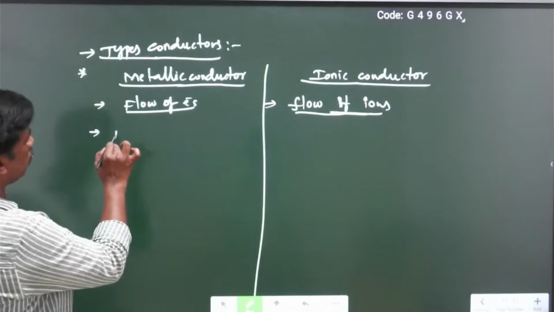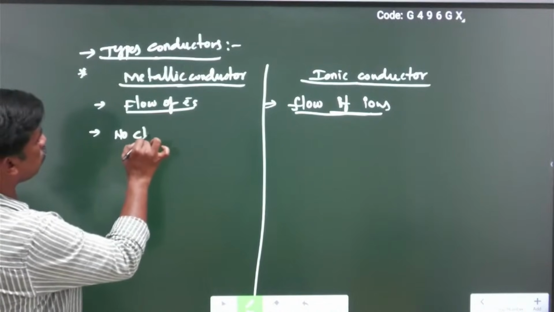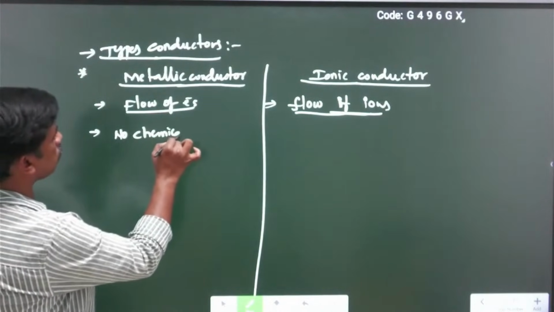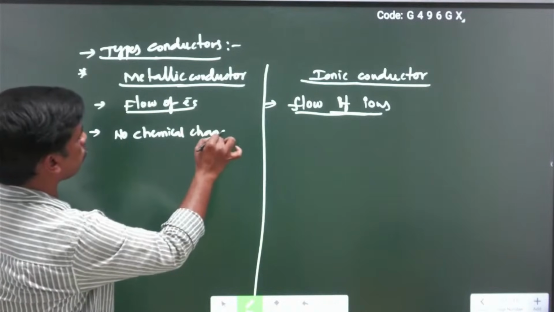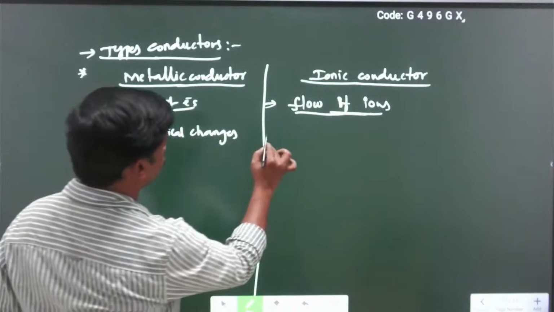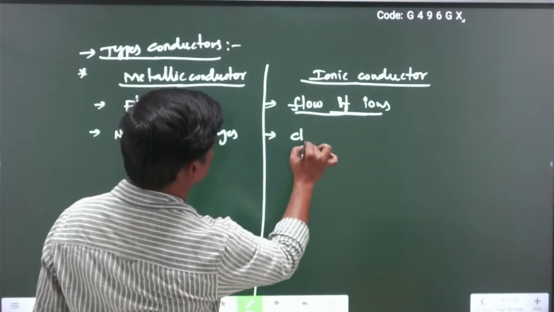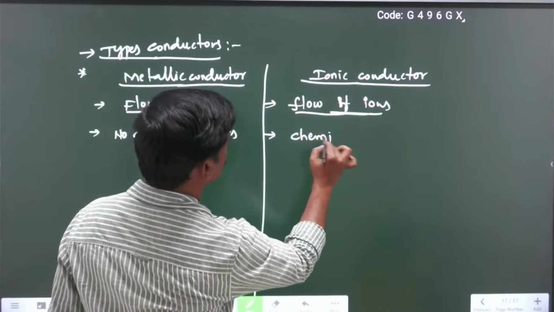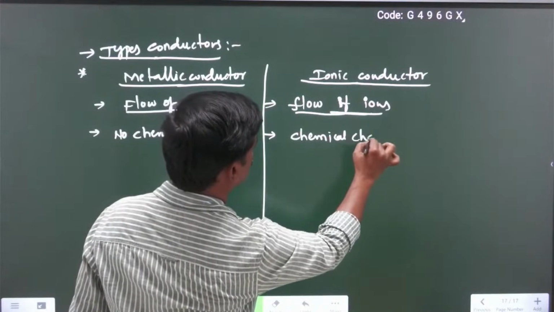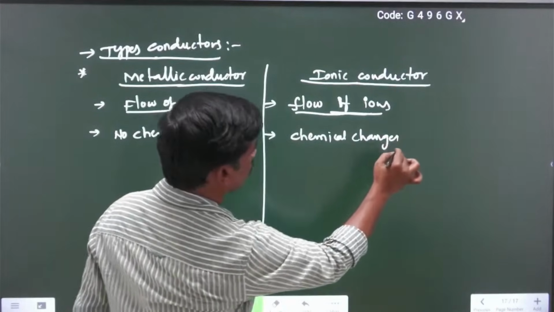In metallic conductors, no chemical reaction takes place, no chemical changes. In ionic conductors, chemical changes occur.